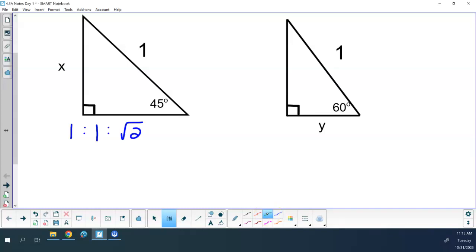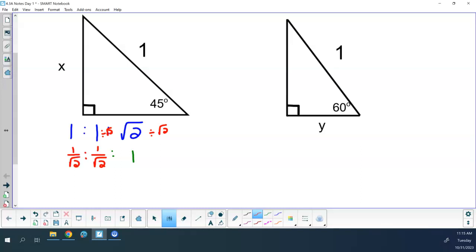Well, if we set that up, our hypotenuse is 1. So to go from the square root of 2 back to 1, I would have to divide by the square root of 2, which means to find the length of the sides, I would have to divide by the square root of 2. So we'd have 1 over the square root of 2 for both of those sides.